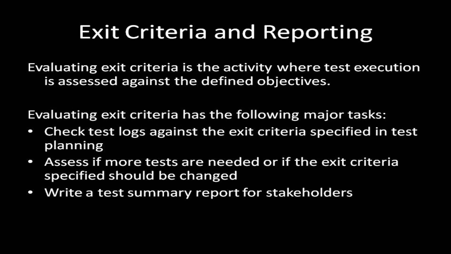The next activity in test planning and control is evaluating the exit criteria and reporting. Evaluating exit criteria is the activity where test execution is assessed against the defined objectives. This should be done for each test level, as for each we need to know whether we have done enough testing. Based on our risk assessment, we'll have set criteria against which we'll measure enough. These criteria vary for each project and are known as exit criteria. They tell us whether we can declare a given testing activity or level complete.